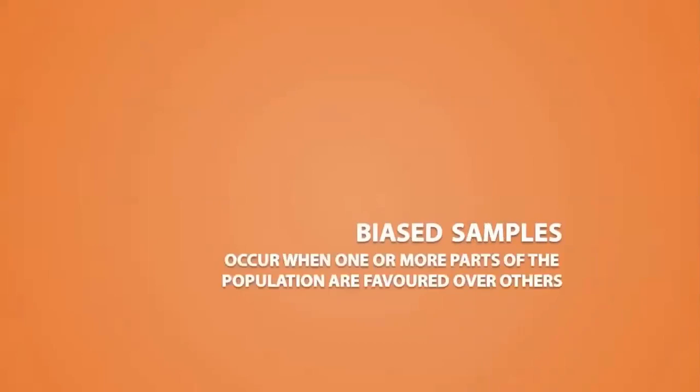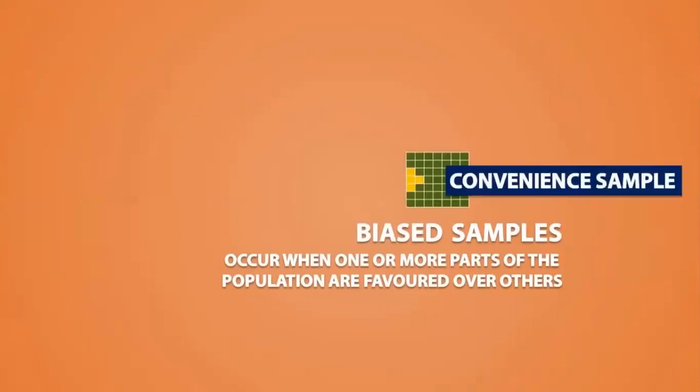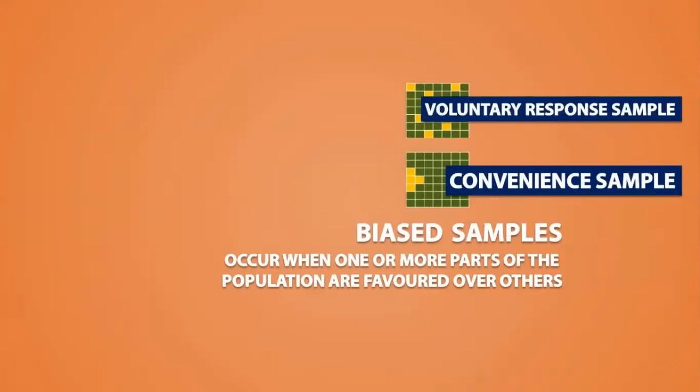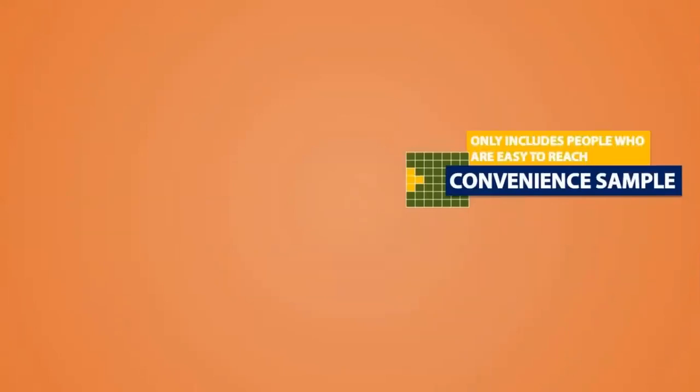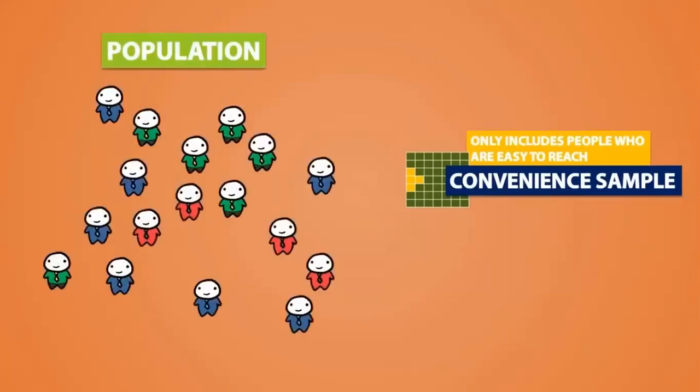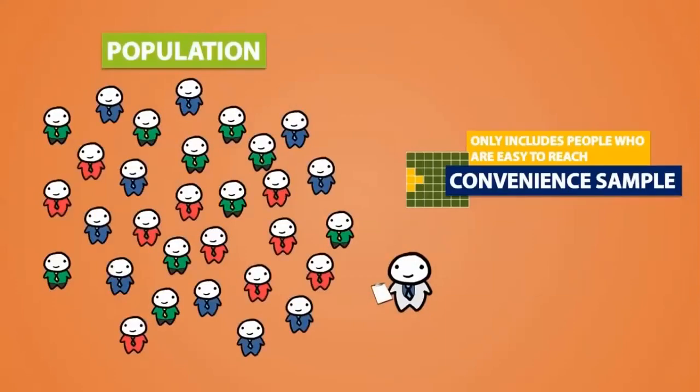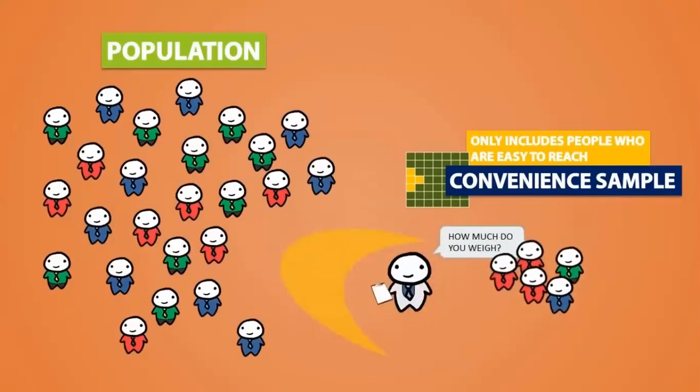Biased samples occur when one or more parts of the population are favored over others. The two types of biased samples include the convenience sample and the voluntary response sample. A convenience sample only includes people who are easy to reach. If this is our population and a researcher comes along to interview people, then he would only talk to the people that are closer to him to be part of the sample. This is a biased sampling method because not everyone in the population has an equal chance of being part of the sample. Only people that are of convenience to the researcher will be interviewed.